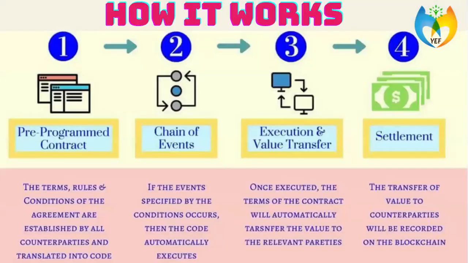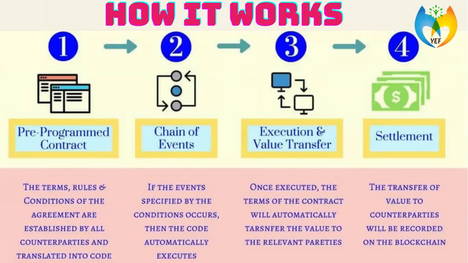How does the smart contract work? First, programs contract. The terms, rules, and conditions of the agreement are established by all counterparties and translated into code. Second, chain of events. If the events specified by the conditions occur, then the code automatically executes.